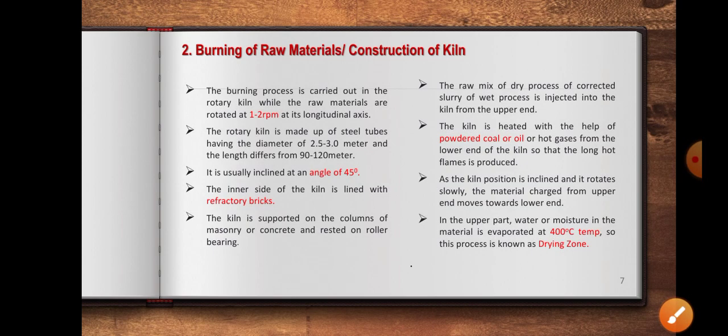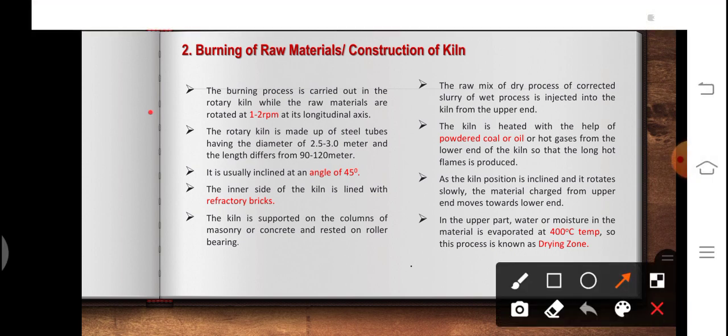Now, after getting all the slurry and the raw material in pulverized form, that is in a fine powder, they are burned in the kiln. So, rotary kiln is an apparatus in which the burning of the raw material is done to get appropriate proportion of clinkers. So let us talk about this burning process. The burning process is carried out in a rotary kiln where the raw materials are rotated at 1 to 2 rounds per minute at its longitudinal axis.